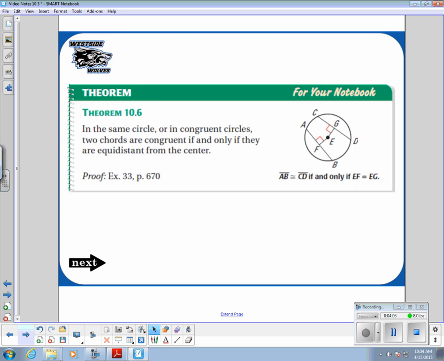So we're going to do that a lot in homework. Here's one more little theorem that we have to cover, which says that in the same circles or in congruent circles, we do a lot of same circles, but it works in congruent circles. If two chords are congruent, if and only if they are equidistant from the center of a circle.